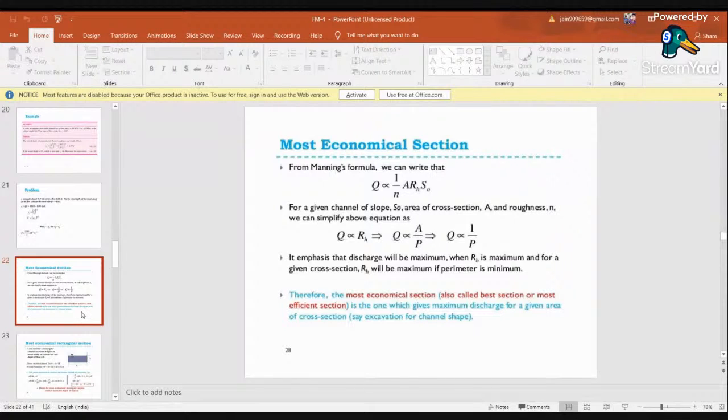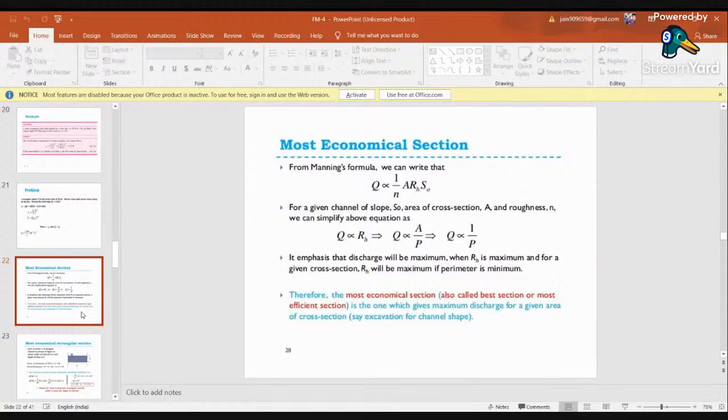So when we write Manning's equation, Q is directly proportional to 1 by n, R to the power 2 by 3, S to the power 1 by 2. Okay, so it is directly proportional. Here your hydraulic radius is directly proportional, so discharge is directly proportional to area divided by perimeter, and it is inversely proportional to the perimeter. So what does it mean?